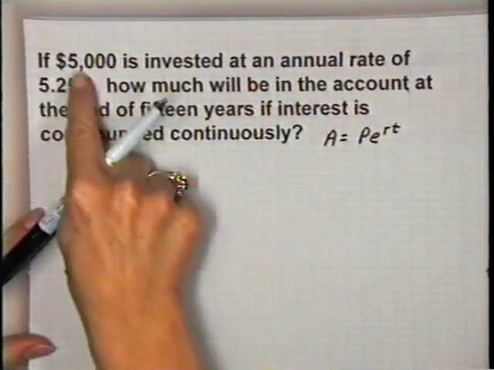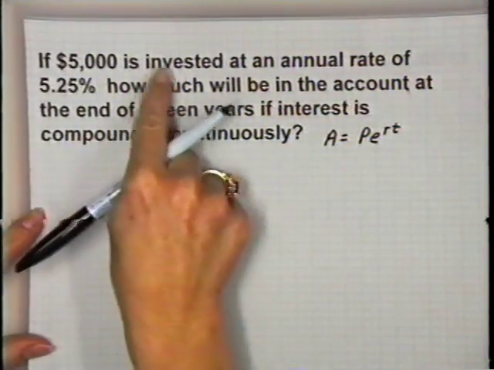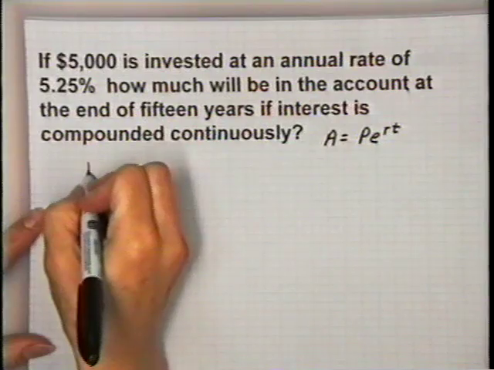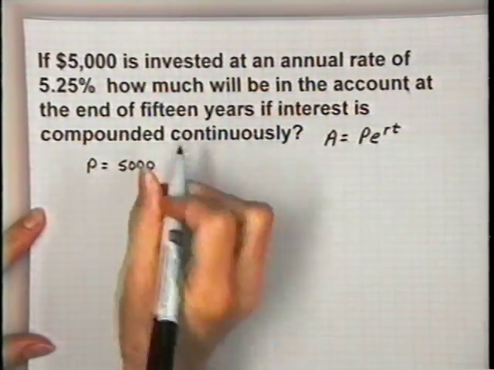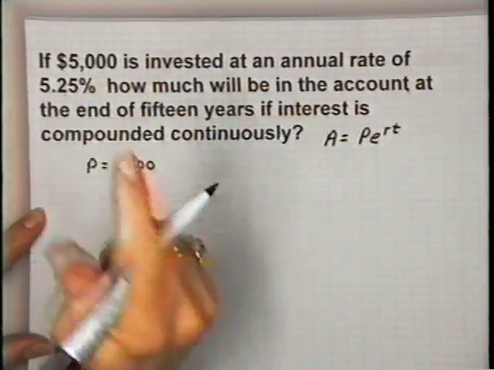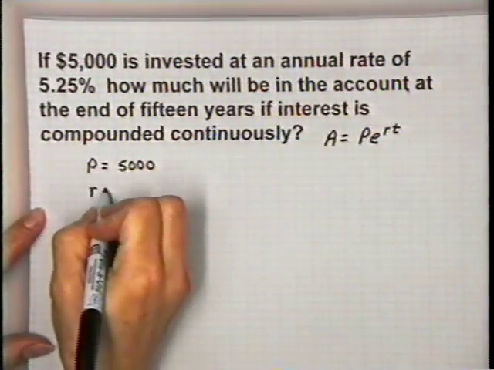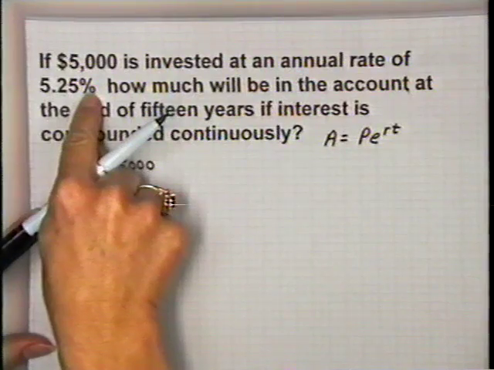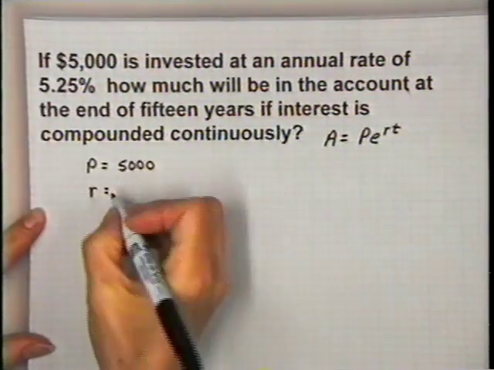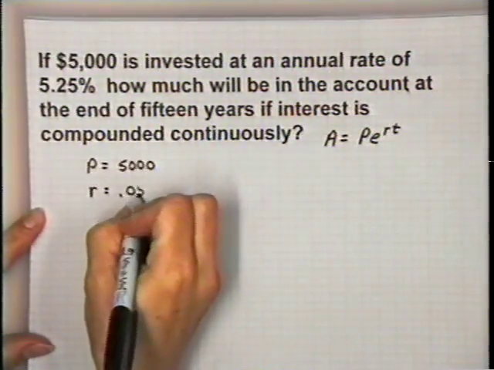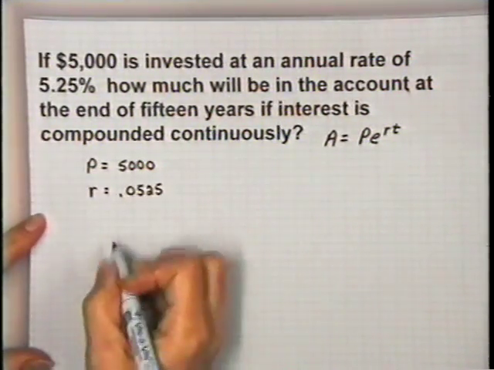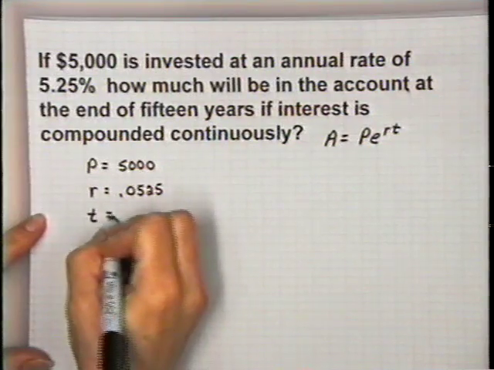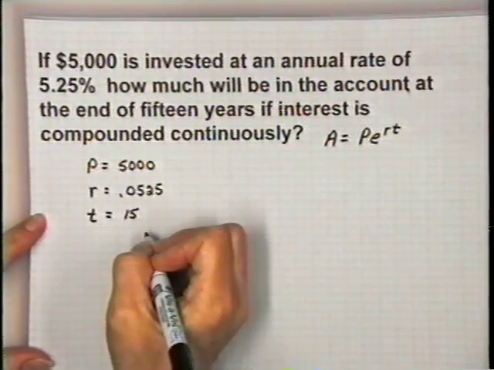Now, let's identify what we know. $5,000 is being invested, so that is our principal, isn't it? We have an annual rate of 5.25%. Now, remember, we need to change from percent to decimal, so this decimal needs to move to the left. So our interest rate is 0.0525 as a decimal, and we know our time, t, is 15 years.